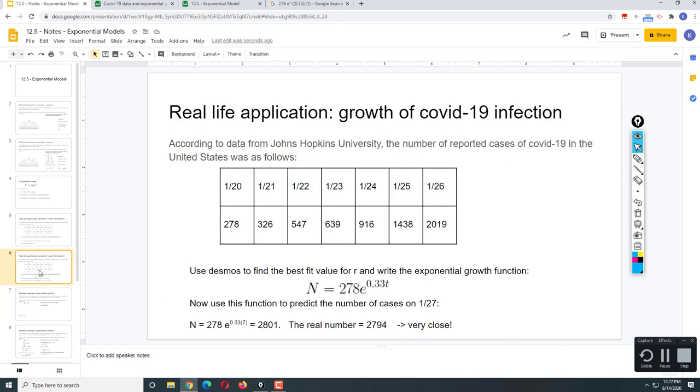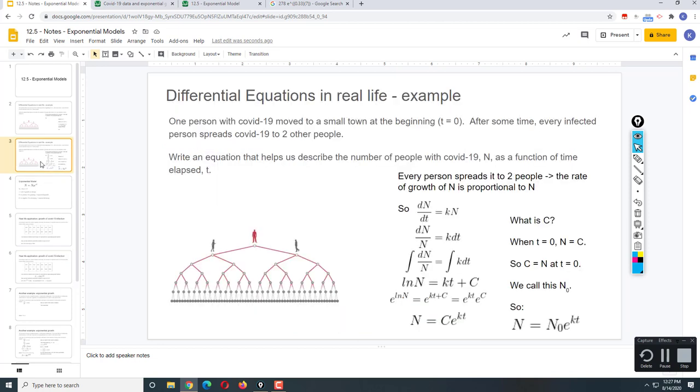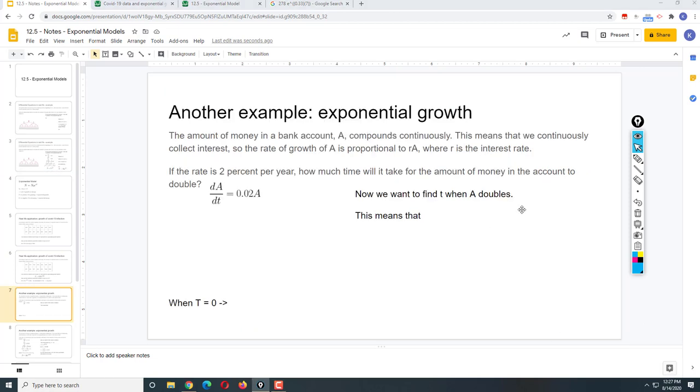So that's an example of why the exponential model is really useful. And we got it from solving this differential equation, dN over dt equals kN or rN. Next example. The amount of money in a bank account, A, compounds continuously. This means that we continuously collect interest. So the rate of growth of A is proportional to rA, where r is the interest rate.